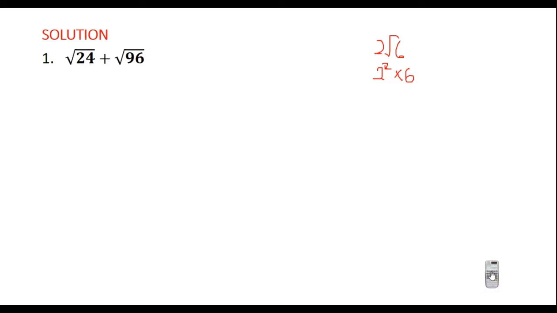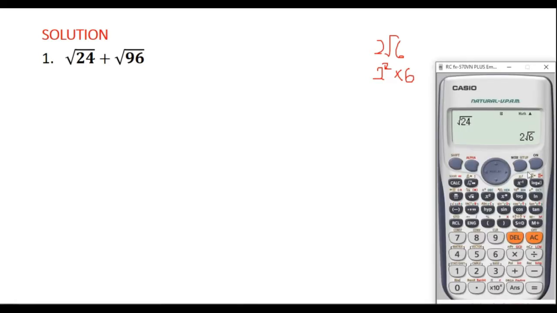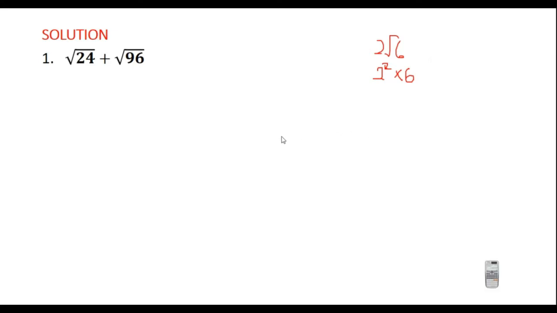Then let's do that for 96. So for 96, you press square root of 96. The calculator is giving us 4 root 6. So the perfect square that you are looking for is the square of 4, which is the number in front of the square root sign. So 4 squared will give us 16. Then the other number is 6. So you are going to have 16 times 6.